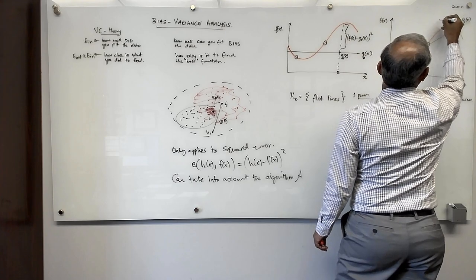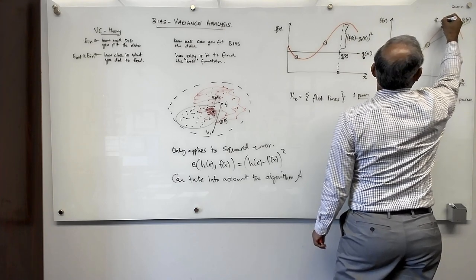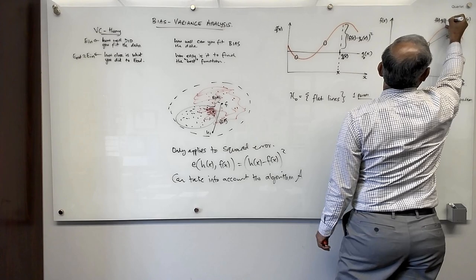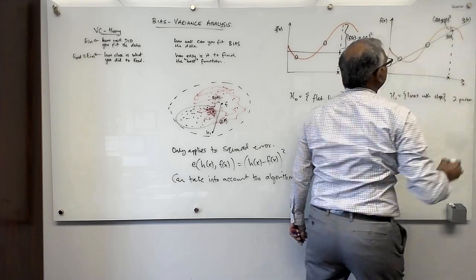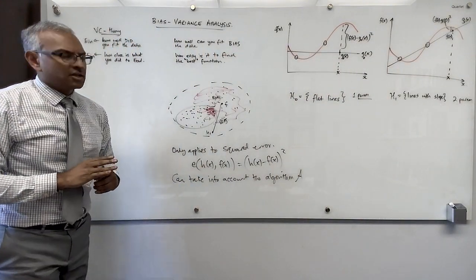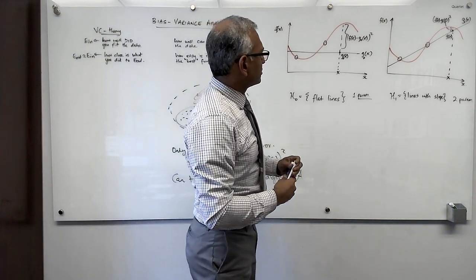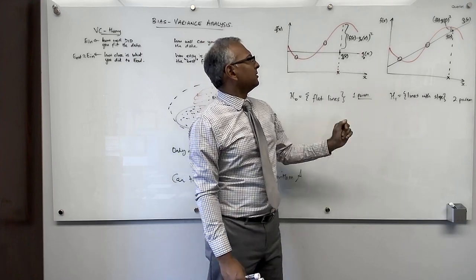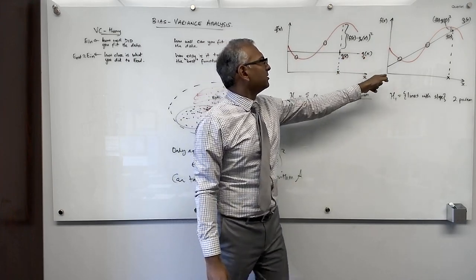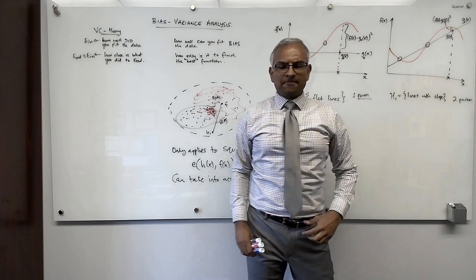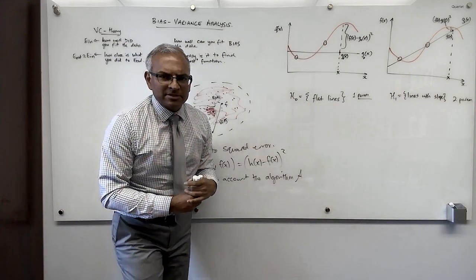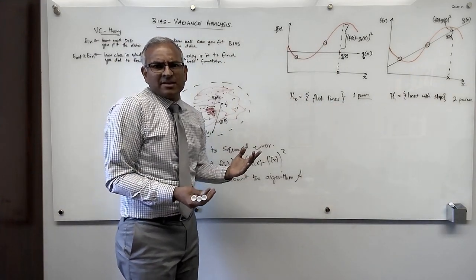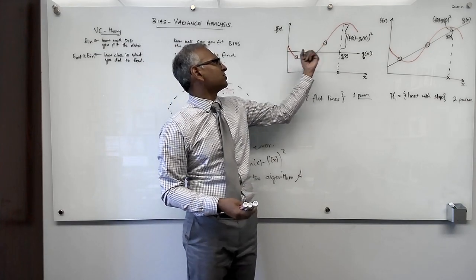So let's call this f of x minus g1 of x squared. That's the situation that appears with a particular data set. You fit, you get your final hypothesis, you predict, and you get two errors. Now I want to see what happens. The data set is random, and this is just one particular realization of the data set.